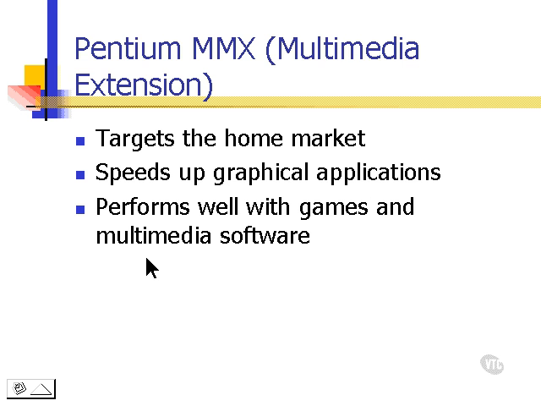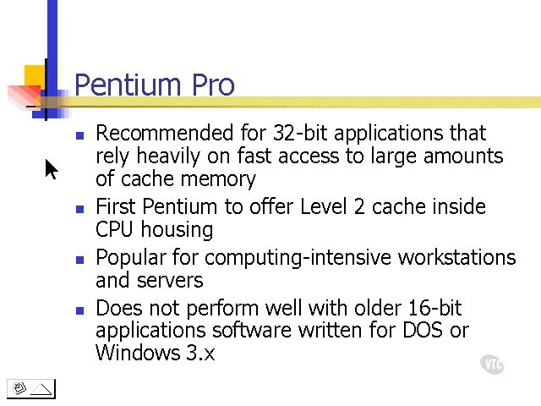For more serious computer users, Pentium Pro was released. Pentium Pro is recommended for 32-bit applications that rely heavily on fast access to large amounts of cache memory. It was the first Pentium to offer the all-important level 2 cache inside of a CPU housing. And it was popular for computing-intensive workstations and servers. But it doesn't perform well with the older 16-bit applications that were written for DOS or for Windows 3.x.